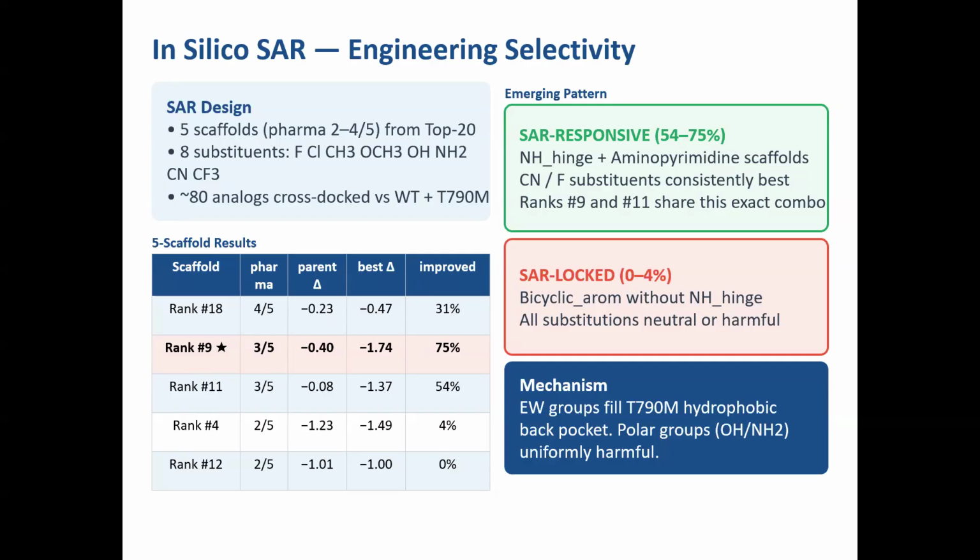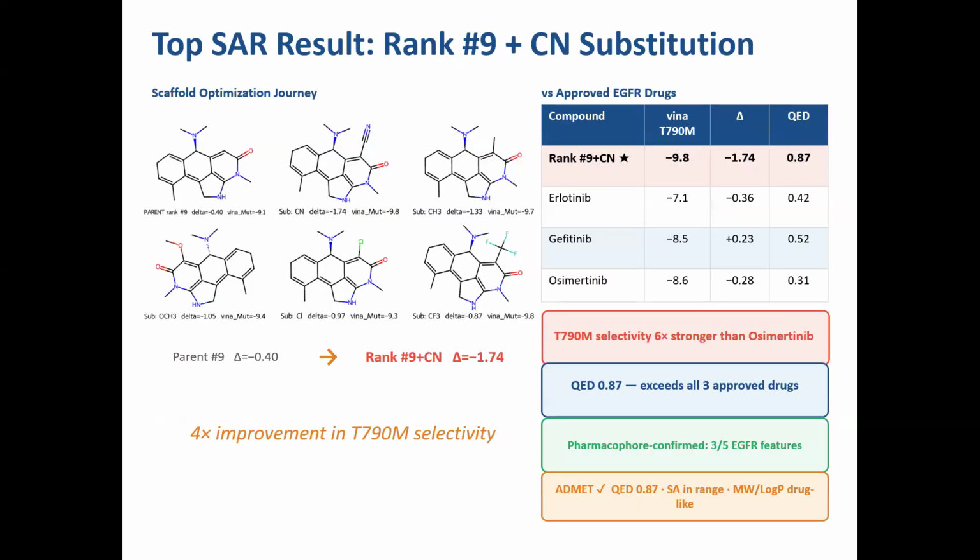The mechanism is that T790M opens a hydrophobic back pocket. Electron-withdrawing groups fill it, and polar groups don't. Then the best result: rank number 9 plus CN, delta from minus 0.4 to minus 1.74, a 4 times improvement and 6 times stronger than Osimertinib.